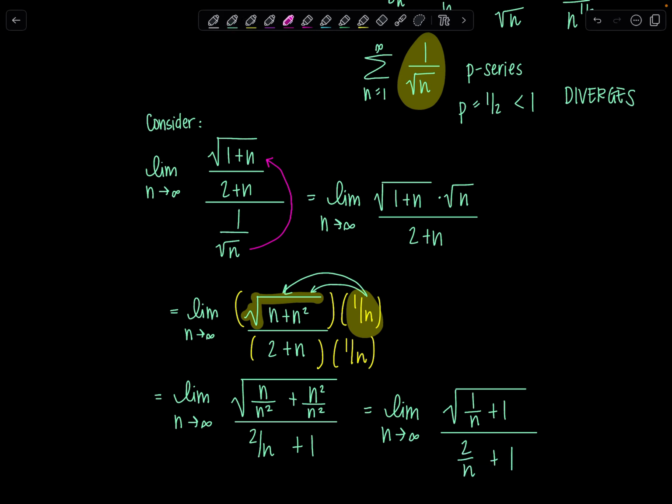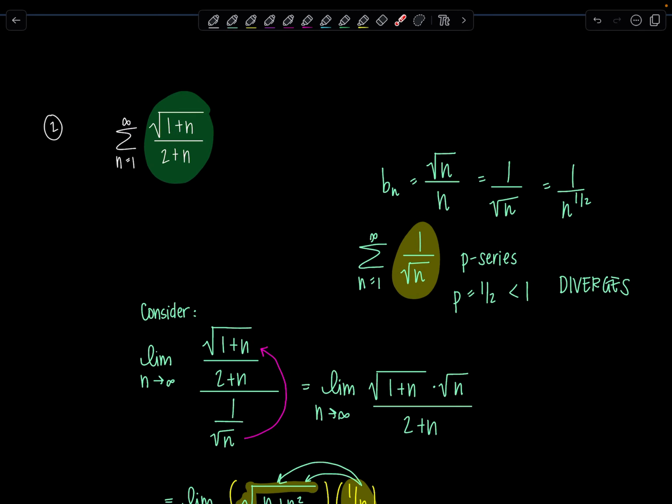Now we can take the limit. So as n goes to infinity, 1 over n goes to 0. 2 over n goes to 0. I have square root of 1 over 1. So this limit is 1. Remember, I need to make sure that it's finite and not 0. And then what does that tell me? That tells me that my series does the same thing as the one I compared it to.